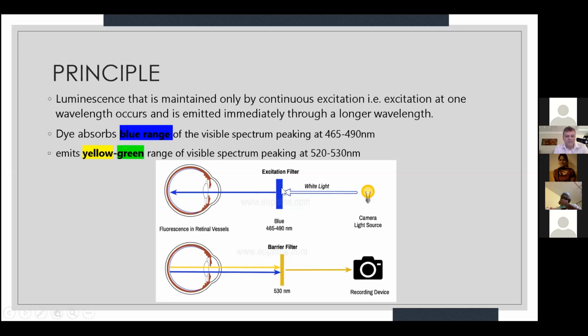As we pass the white light, the excitation filter blocks all the rays, allowing only blue light through, causing fluorescence in the retinal vessels. And the unbound dye, which is important, reflects back both yellow-green as well as blue light. Here, the barrier filter stops the blue light and allows only the yellow-green light to fall on the recording device. This range of wavelength is very important. The excitation is in the blue range of the visible spectrum, peaking at 465 to 490 nm, and the emission spectrum is 520 to 530 nm. These values are really important.